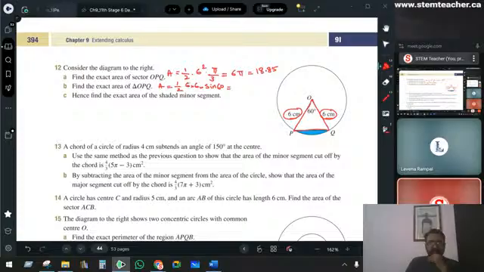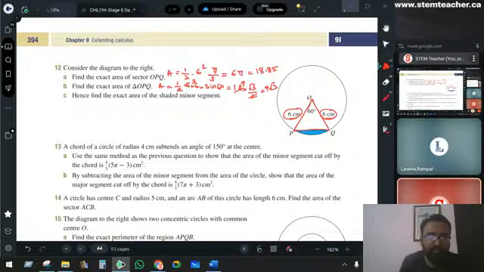It is 3, 18. What is sine 60? Sine 60 is root 3 by 2. So it is 9 root 3.